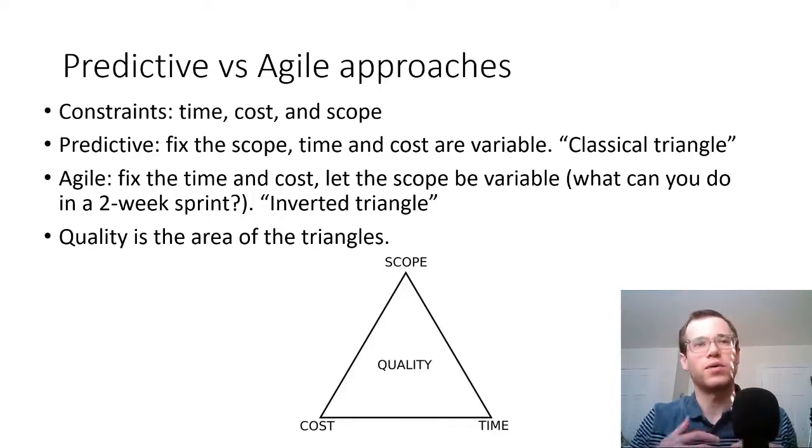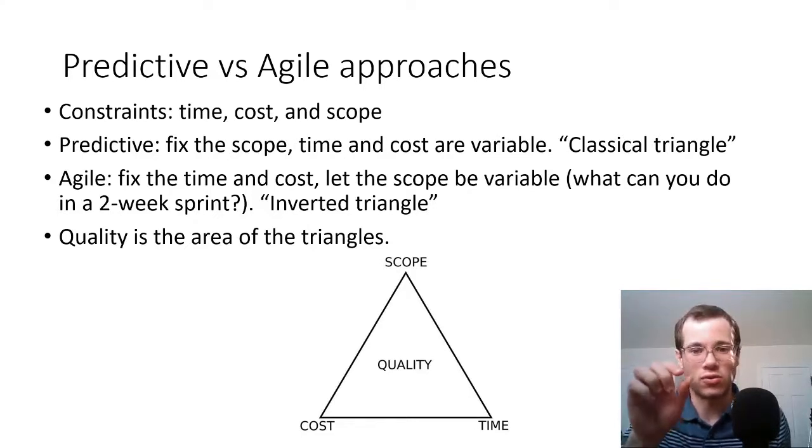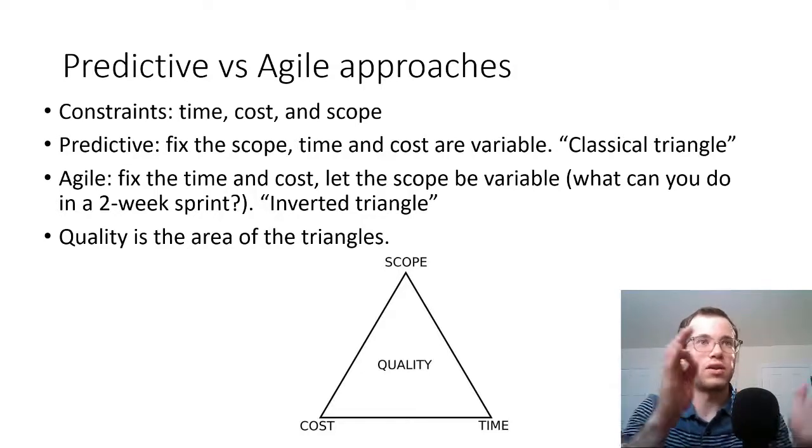And regardless of whatever approach you take, the three vertices of a triangle that we're going to care deeply about are going to be the time, the cost, and the scope. And the time, cost, and scope of whatever project we're doing is going to be encompassing the quality of our overall project. And so when we follow a predictive approach, what this means is we're going to set a scope. We're going to basically fix the scope. We're going to say, I want this bridge created.